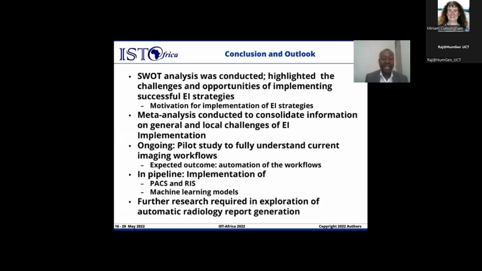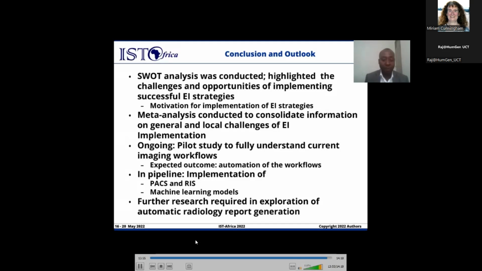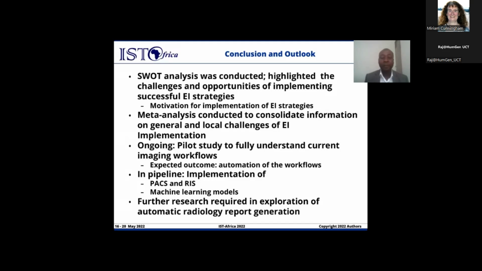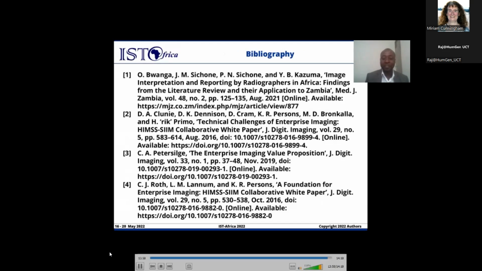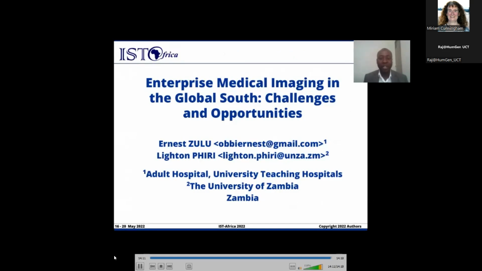We also realize and note that there's still need for research, especially in the area to explore the possible automation of radiology report generation. Ladies and gentlemen, with those few words, I would like to end this presentation of enterprise medical imaging in the Global South, challenges and opportunities. I thank you.